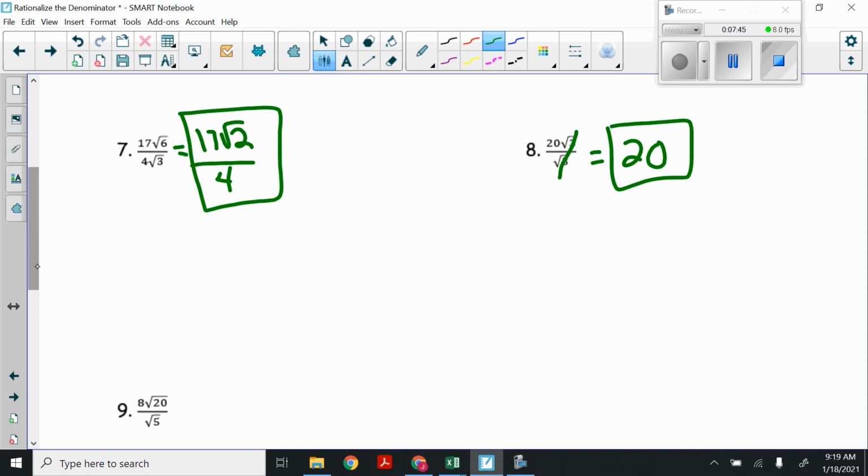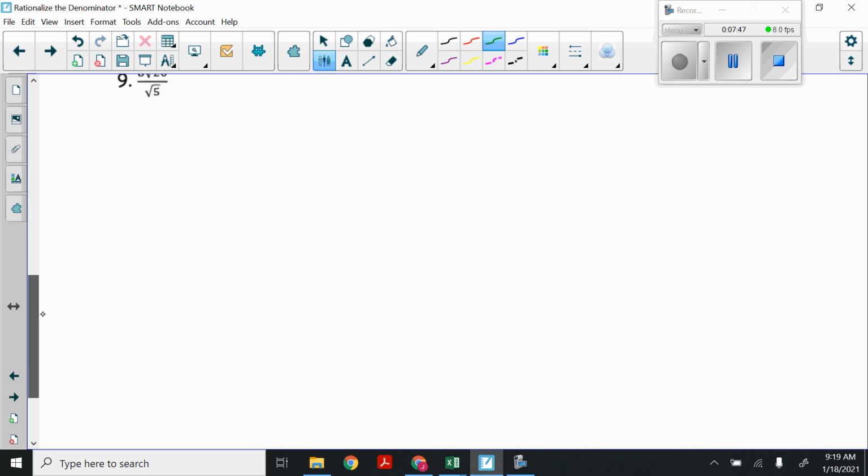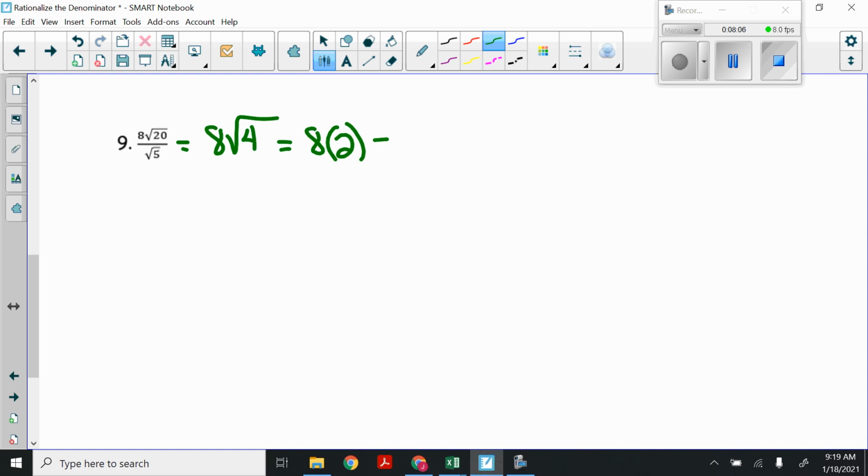The last one that we're going to look at today. So number 9, 8 square roots of 20 divided by the square root of 5. 20 and 5, again, they're both underneath the radical, and I can divide that and get a nice whole number. So I still have that 8 out front. Underneath the radical, 20 divided by 5 is 4. But I see that 4 is a perfect square, so this is really 8 times the square root of 4, which is 2. 8 times 2, 16.